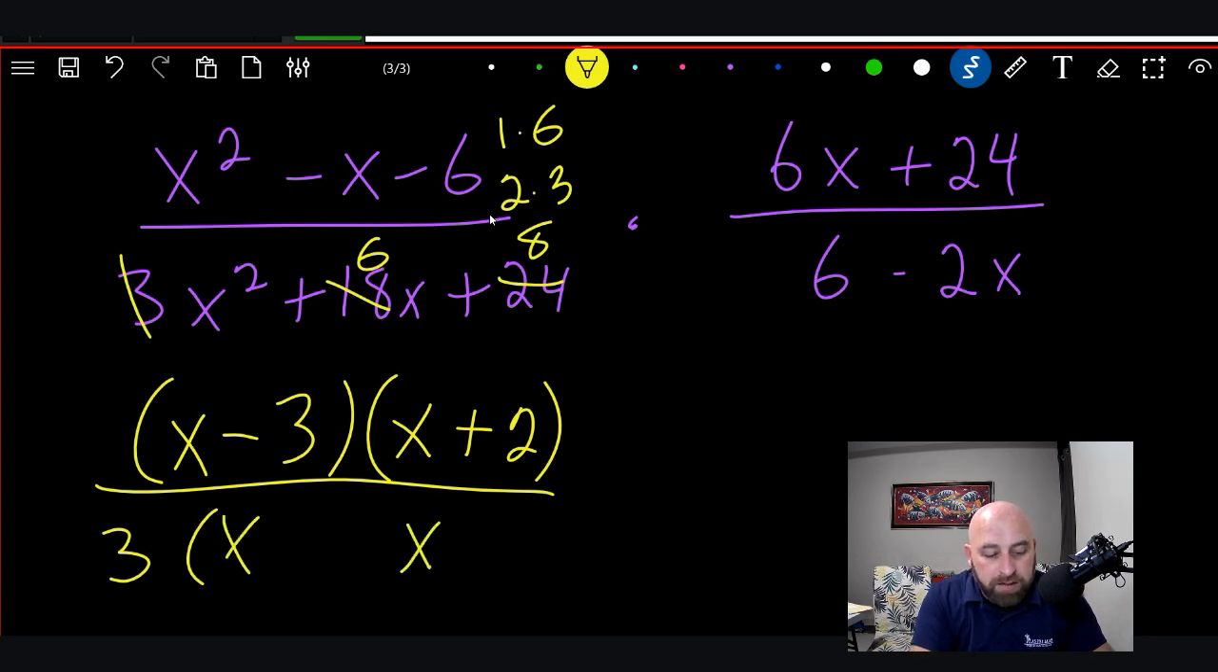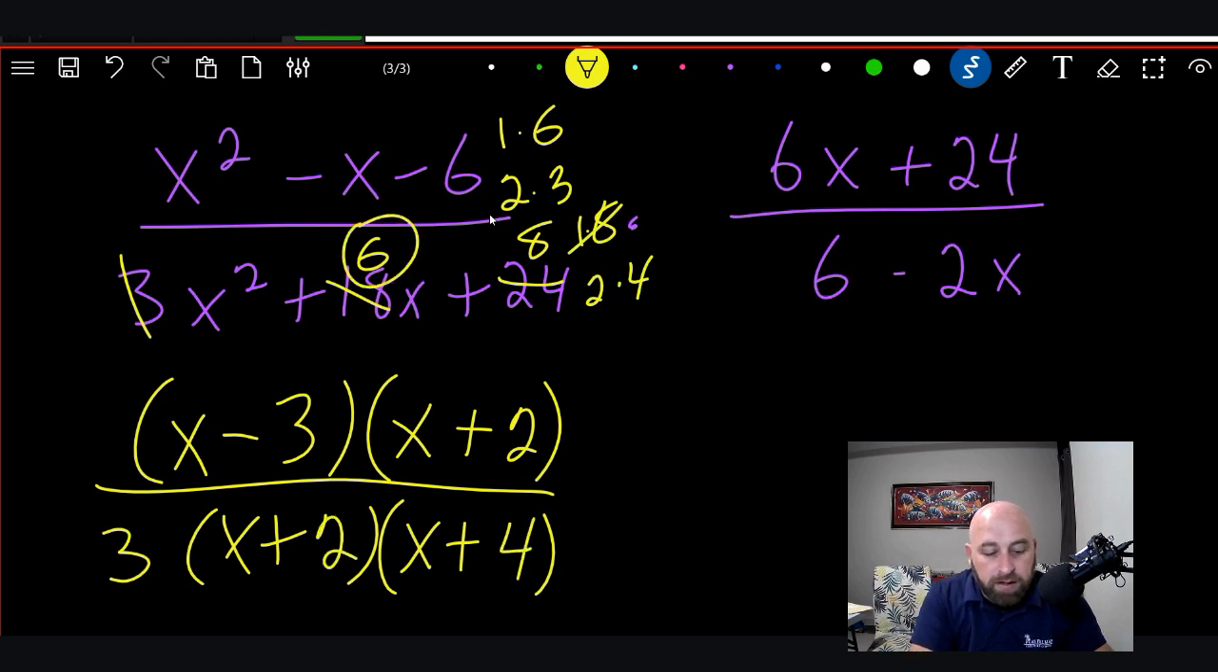So an x and an x, signs are going to be plus and plus. And what two factors of 8 will give me 6? Well, not 1 and 8. That doesn't work. How about 2 and 4? Yep, that gives me 6. So 2 and 4. Okay, so there we factored that one.